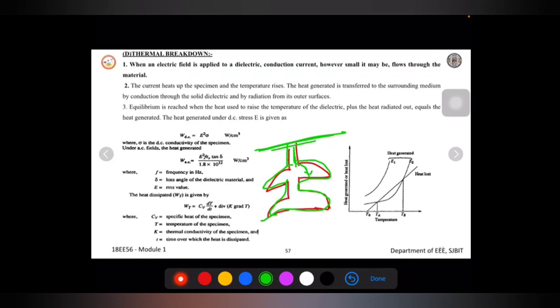And the heat which will be dissipated due to the thermal effect around the surface of the conductor is given by W_t equals C_v dT by dt plus div K grad T. Here C_v is the specific heat of the specimen, T is the temperature of the specimen, K is the thermal conductivity of the specimen, and t is the time over which the heat is dissipated throughout the surface of the conductor.